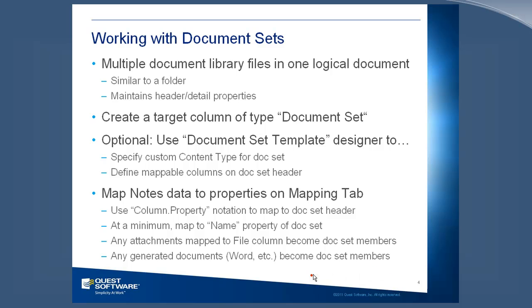So you can imagine taking a notes document, mapping some of the properties for the document set, such as the name of the document set, from your notes document, and then taking all the attachments and images, and they become pieces inside the document set. Or you could even generate a PDF document from the rich text, and that also becomes something inside the document set.